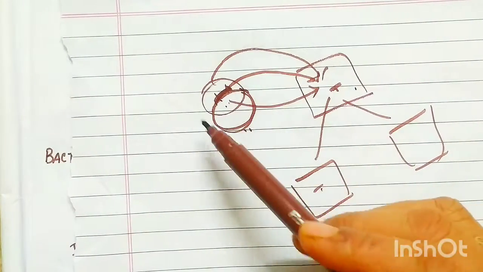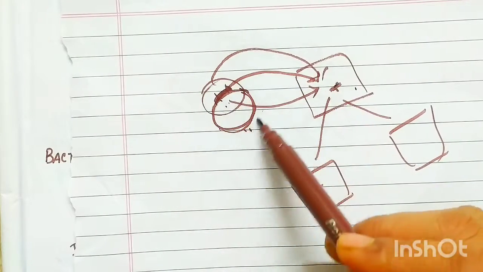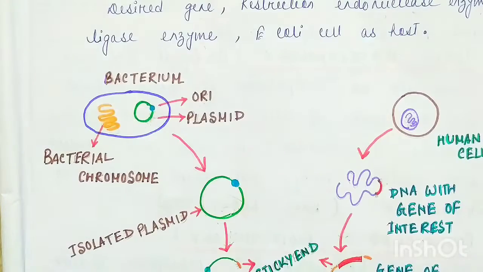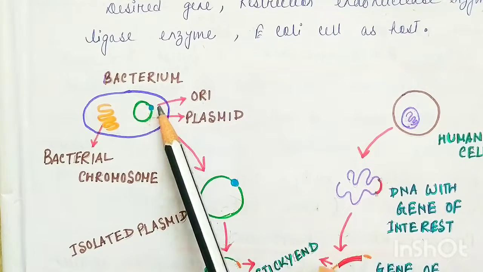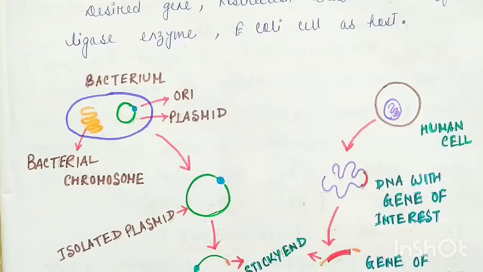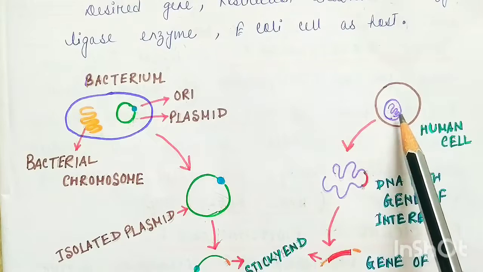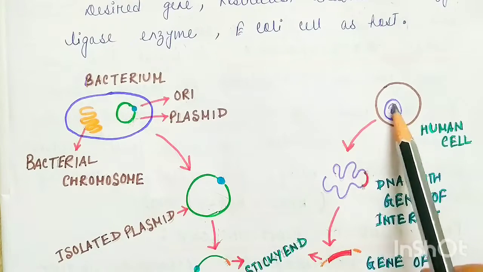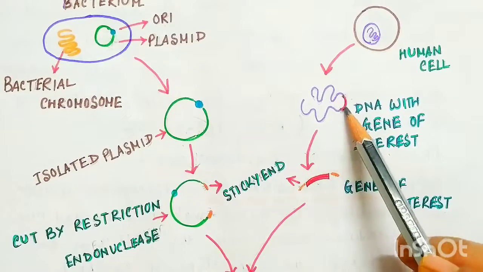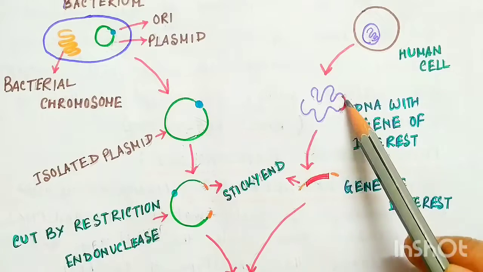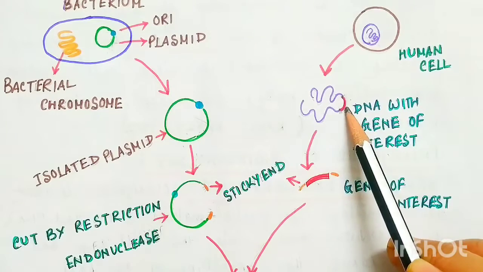So to introduce a desired gene to a host, there is always a need for a molecular vehicle, and here the plasmid will work as a molecular vehicle. That's why the plasmid will be isolated from this bacterial cell. Then suppose this is a human cell. In this human cell, this is the chromosome where the genes are, and the gene of interest, meaning the desired gene, is present. So first this DNA is isolated from the cell. In the DNA, this red portion is the gene of interest, meaning the desired gene is this red portion.